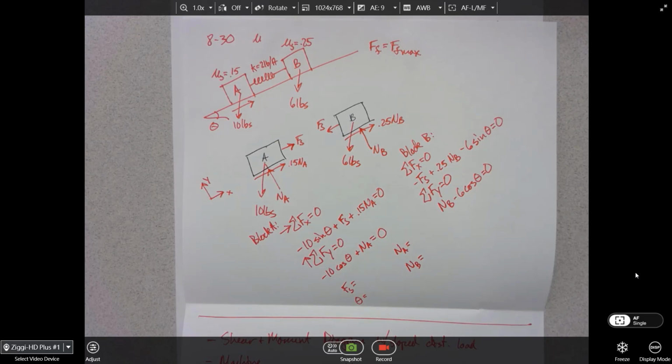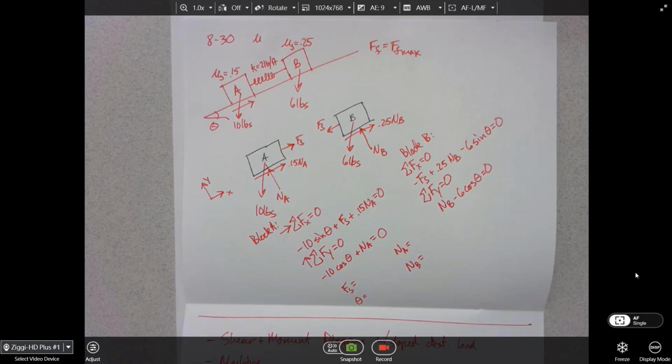Determine the angle theta for which both blocks begin to slide. Also find the required stretch or compression in the connecting spring for this to occur. The spring has a stiffness of k equals 2 pounds per foot.